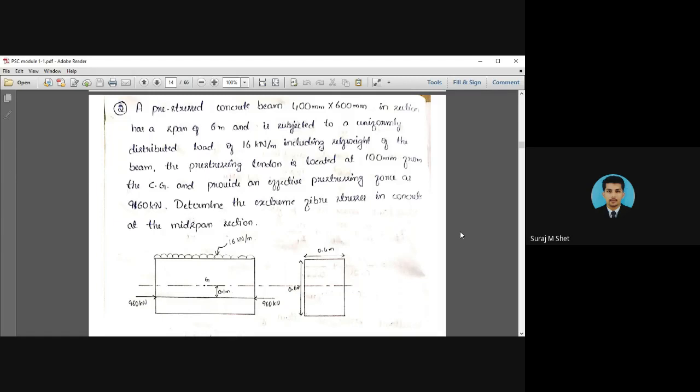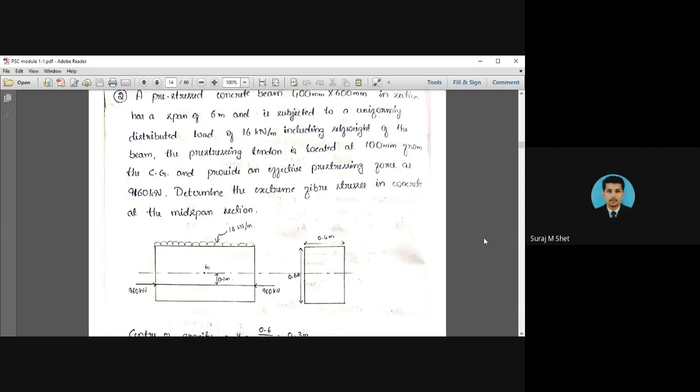Self weight means 0.4 into 0.6, the area, into density is included. The pre-stressing tendon is located 100 mm from the center of gravity. Here also 960 kilonewton load is acting at 100 mm, which means 0.1 meter from the center of the rectangular section. So calculate the extreme fiber stress at the midspan. Here also they have given the same dimensions as the previous problem.